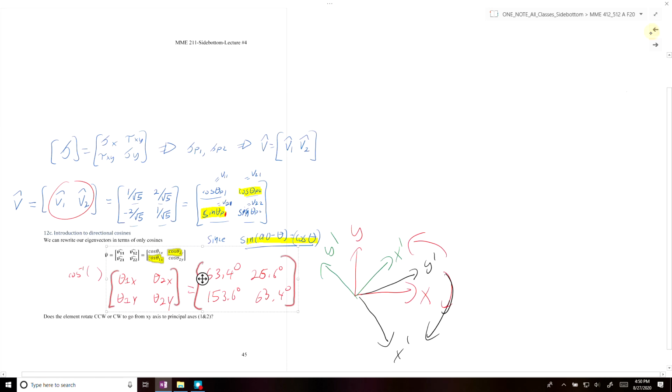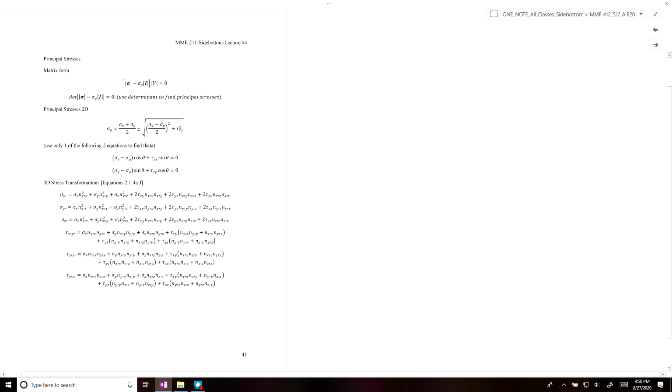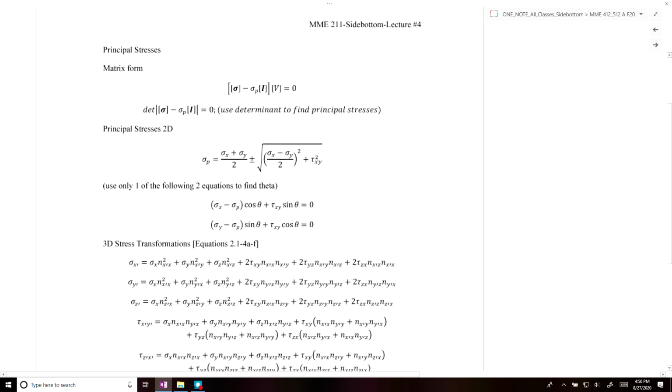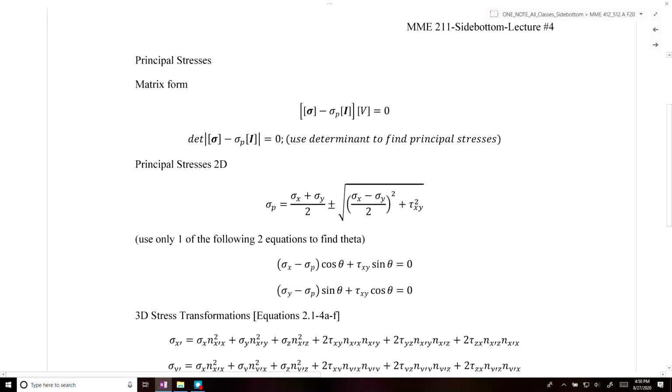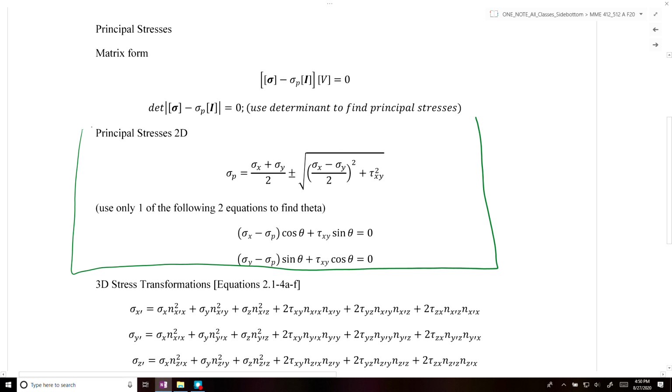The additional thing I want to point out is that if you go to the equations page, you can solve these types of problems in plane stress relatively easily using two algebraic equations, where you can solve for sigma p directly, and you can also solve for theta directly. So you're more than welcome to use those equations as well.